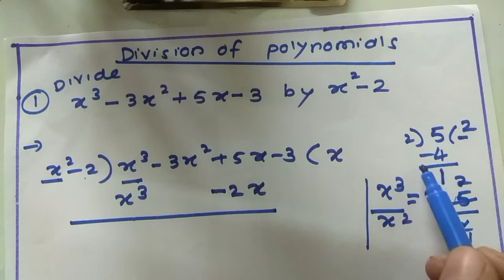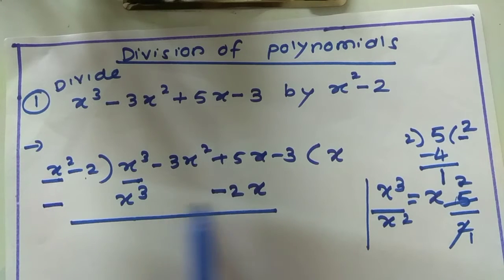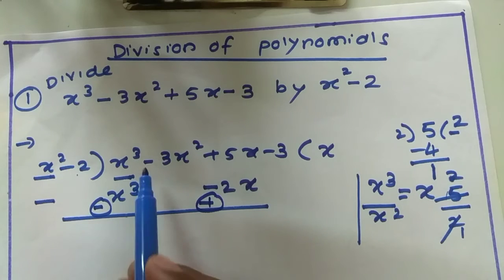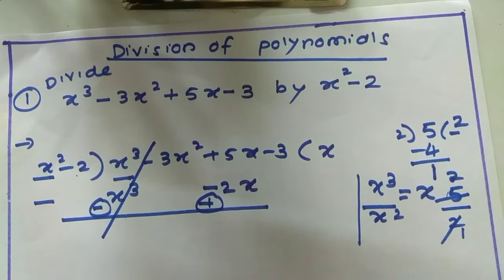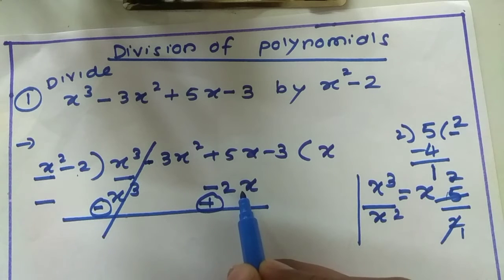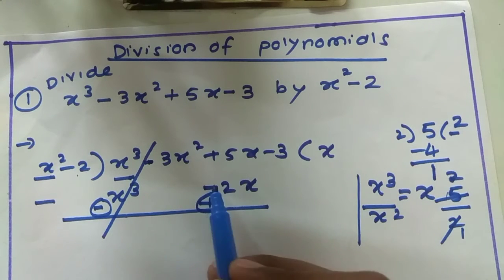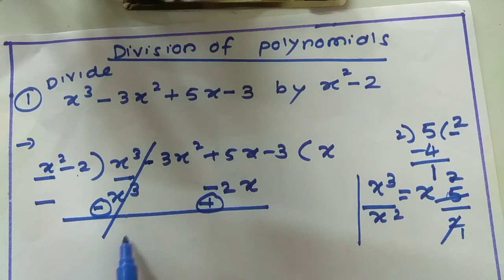Then as usual, we subtract. But while subtracting, plus will become minus and minus will become plus. So instead of doing that, just change the sign of the full row. Plus will become minus, minus will become plus. So x cube minus x cube is 0. Now see here minus 3x square, and I have not written this minus 2x below it. Why? Because we can't add or subtract unlike terms. Here x square is there and here x is there. So minus 3x square we will take as it is.